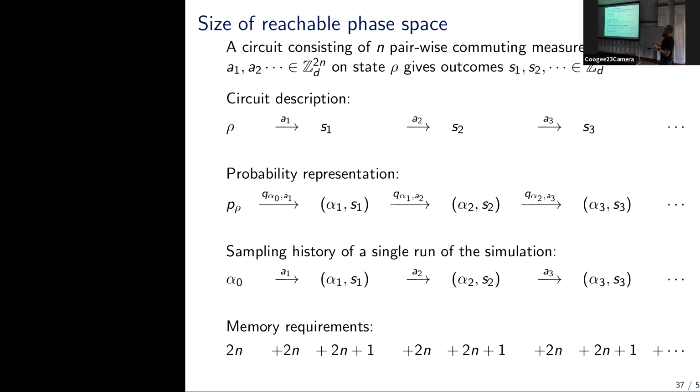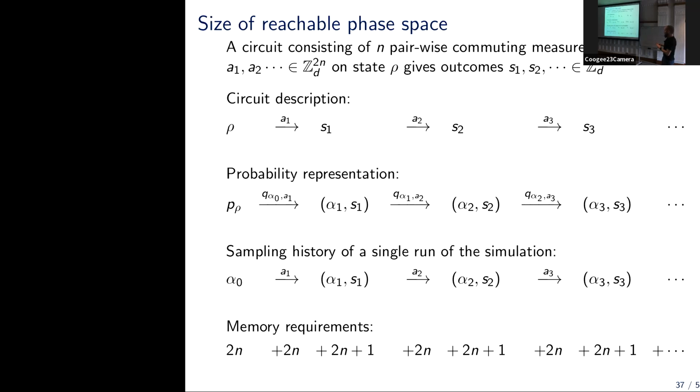So once again, we're looking at a circuit consisting of n pairwise commuting measurements. We'll label them A1, A2 onward. And supposing we do them on some initial state rho, and they give measurement outcomes s1, s2, and so on. This is what it looks like in the circuit description. You just do the measurements on the state, and you end up with just a sequence of measurement outcomes. In the probability representation, in this lambda hidden variable model representation, you're starting with a probability distribution over the vertices of lambda. And then every measurement is represented as another probability distribution.